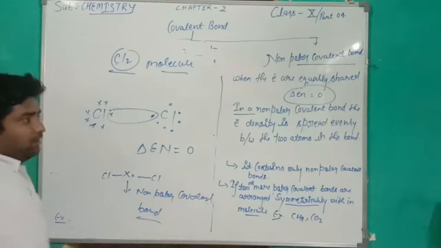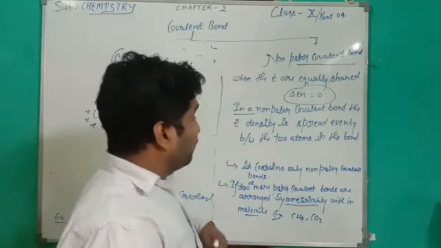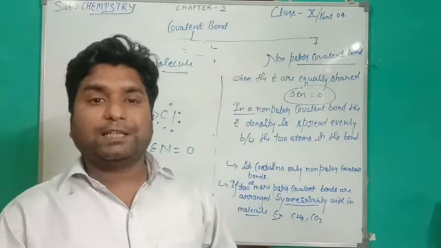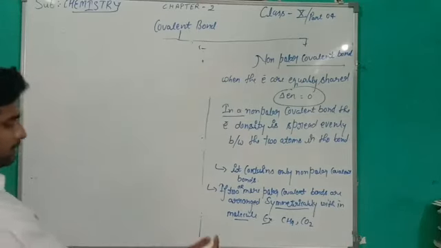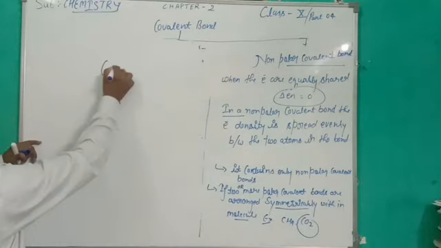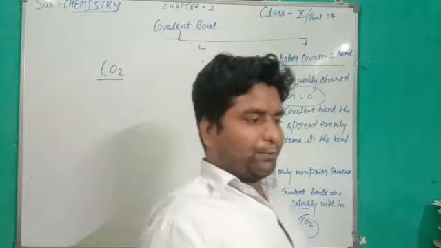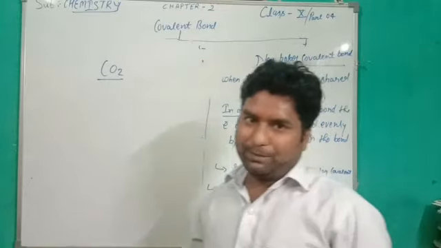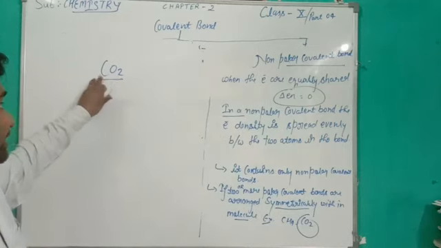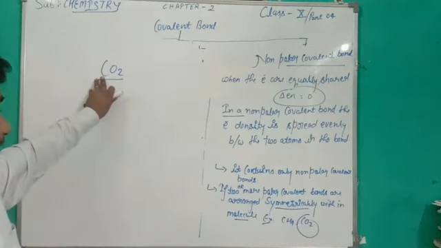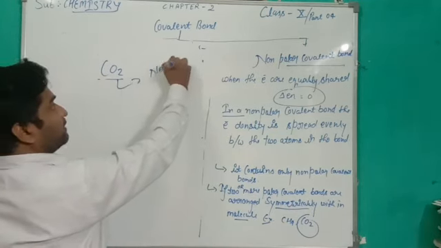Okay, students, next we will discuss how you can determine the polarity of any compound. Another example: carbon dioxide. How can you justify whether carbon dioxide is a polar molecule or a non-polar molecule? Generally you can say, sir, this is a polar molecule because oxygen is added with the carbon atom, so that is why it is polar. No, it is non-polar.